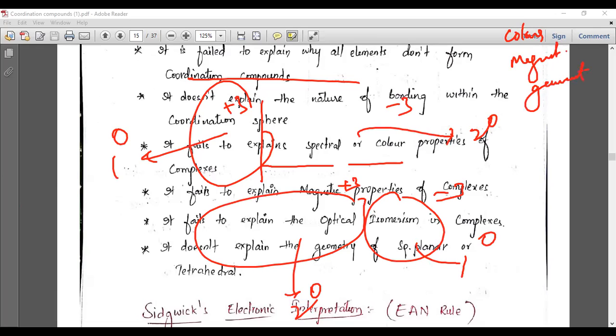So why is it producing the square planar geometry, octahedral geometry? He didn't explain all these things. But after Werner, there were many scientists. They did research on many of those complexes, and they found many reasons to explain this. So I will tell you exactly here. There are many theories.